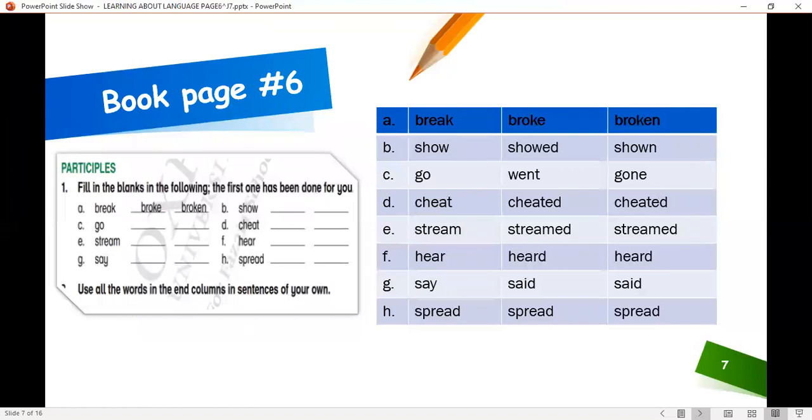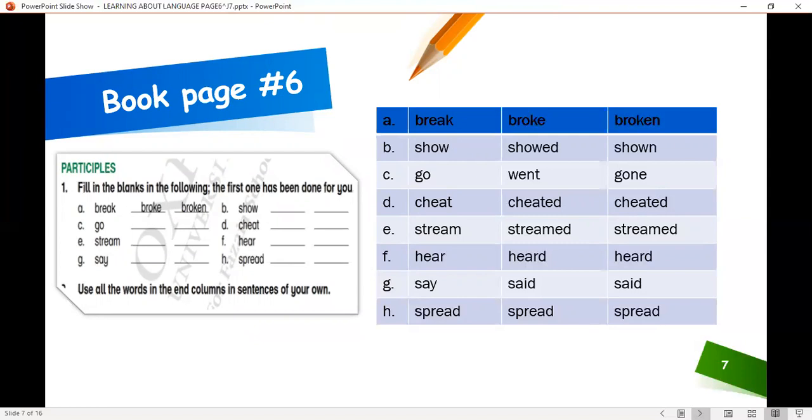Before moving on to the page number 6 of your book, you must all know that form of verb may change according to the person, number, and tense. A verb can have the base form, the present participle or ing form, the past tense form, and the past participle form. The following table illustrates the different forms of verb.